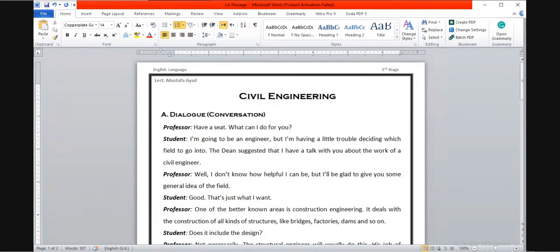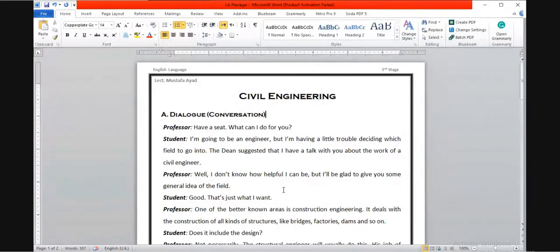So we are having a conversation between two people. By the way, a dialogue is a conversation between people. It could be between two, three, four, a hundred, whatever. So what we are doing in this lecture, we will try to read this dialogue, this conversation, and to understand what this conversation or dialogue is about.